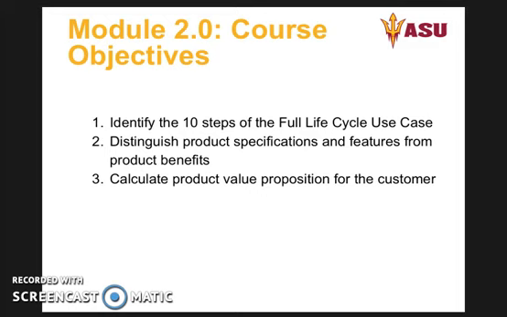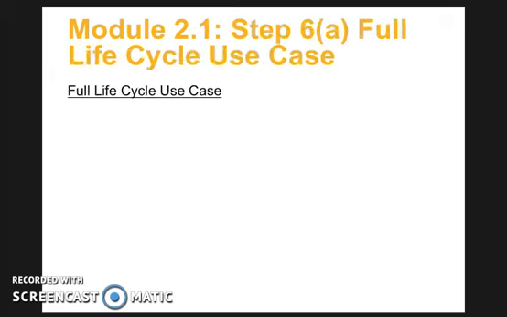1. Identify the 10 steps of the full cycle use case. 2. Distinguish product specifications and features from product benefits. 3. Formulate a product concept statement. 4. Calculate value proposition for the customer. 5. Differentiate product value proposition among competition. And this unit will cover steps 6, 7, 8, 10, and 11 of the innovation process.